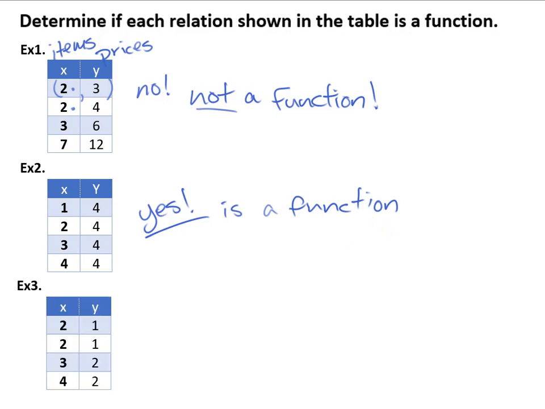Okay, our last example here in this section, again, we can see we've got some items down here, and I do, once again, see this repeated item. However, it has the same price. Is that okay, other than it being an unnecessary repeat? Yes, this is also a function. Okay, so a red flag is repeated x values, but we need to check if the y values match. If they match, it's okay. If they're different, not okay, not a function.